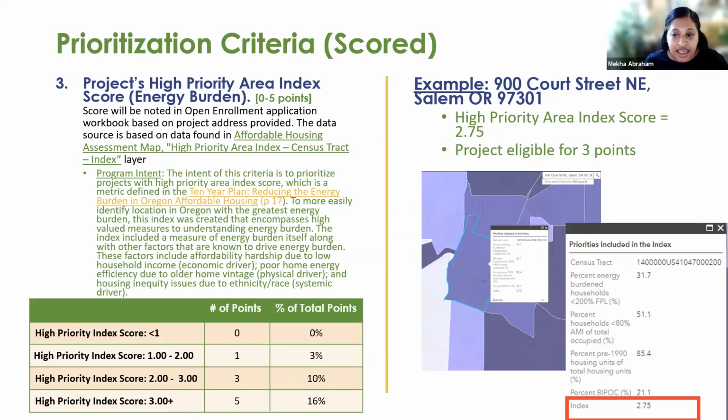Criteria number 3 looks at a project's high priority area index score, which is a cumulative index assessing energy burden. This score will be noted in the application based on the project address provided. The data source is the Affordable Housing Assessment Map, specifically the high priority area index at the census tract level. The intent is to prioritize projects with a high priority area index score, a metric that was created in the previously mentioned 10-year plan.